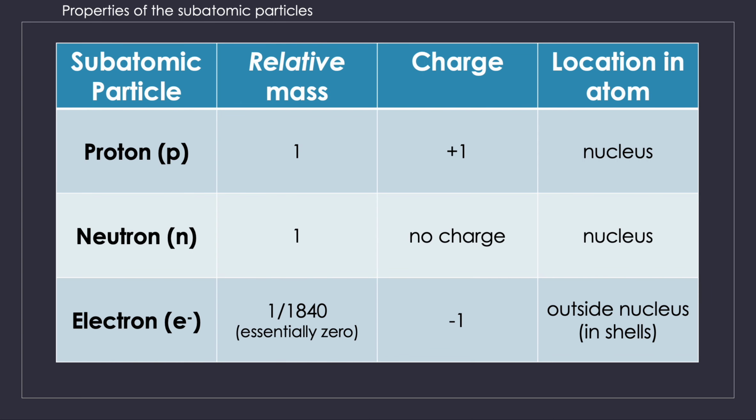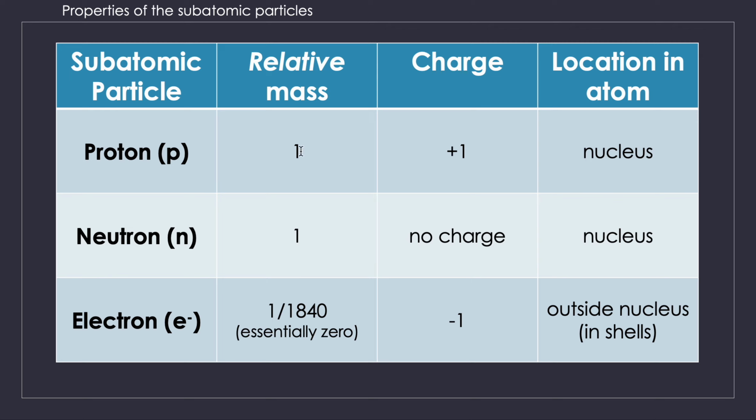This table is very important when we describe the atom, and it's a table that you need to be very familiar with, because it's very likely that you're going to see it in multiple questions. When we look at the subatomic particles, the proton has a relative mass of 1. This is not the actual mass. The actual mass is in kilograms, but this is relative mass. So when we say the relative mass of a proton and the relative mass of a neutron is 1, we're saying that they have the same mass.